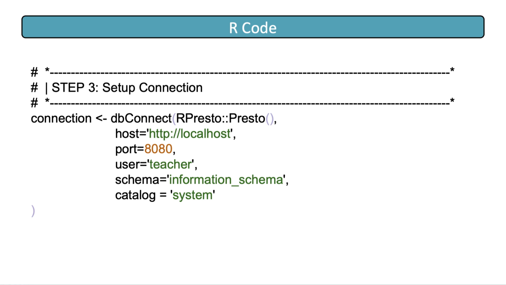Next, we have port 8080. Then we set up the user, and I use teacher as the username. For schema, we have information schema, same schema we went into when we used the Presto CLI earlier. And for catalog, we use system here. Same catalog we looked into when we used the Presto CLI. So I've essentially done the same thing we did with the Presto CLI here, just to demonstrate that you can also access Presto using RStudio and R.